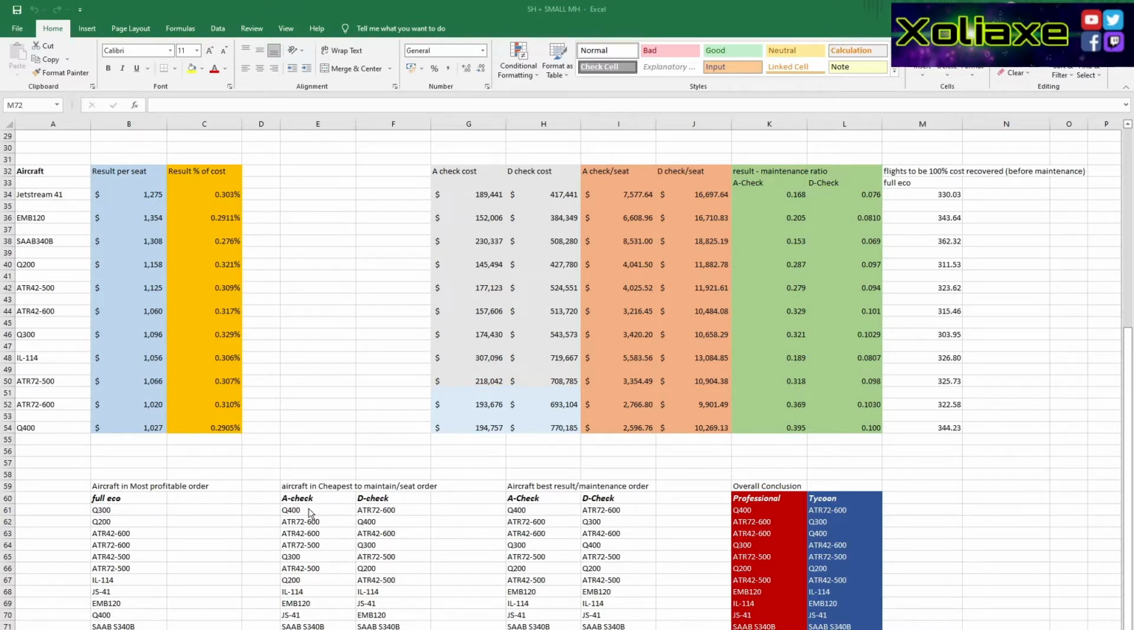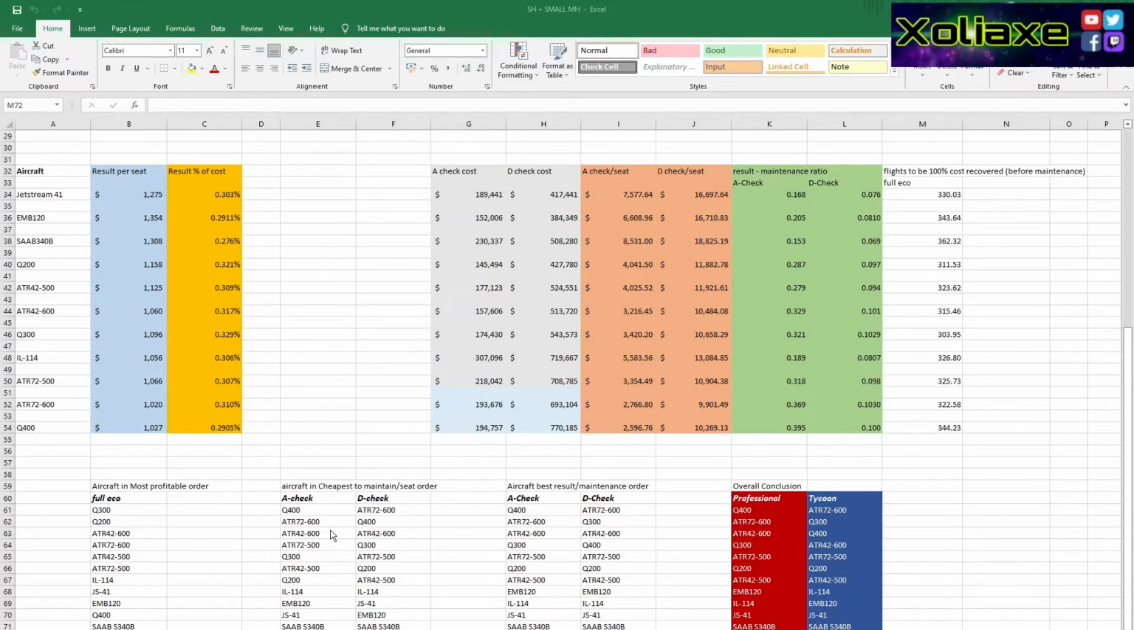Cheapest to maintain per seat, the Q400 comes out top for professionals, the A-checks, followed by the ATRs, Q300, Q200, the IL-114, Embraer 120, Jetstream 41, and Saab 340B right at the bottom. And those four are pretty much at the bottom throughout the entire thing. So if you go to the overall conclusion then for the propellers, as in the D-checks, it's pretty much again between the ATRs and the Q400s. There's not a massive amount of difference between the two of them.